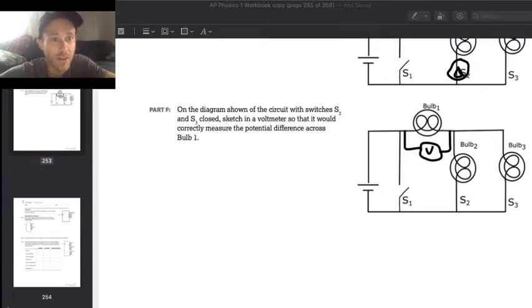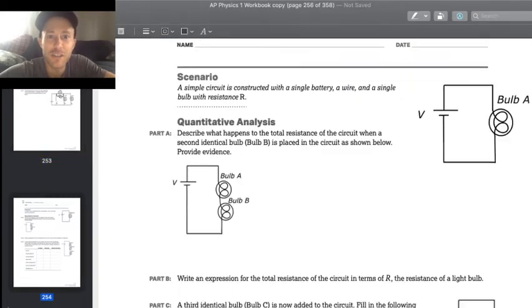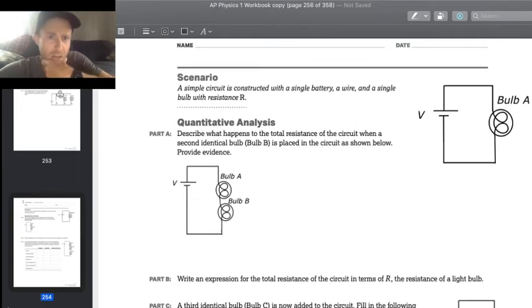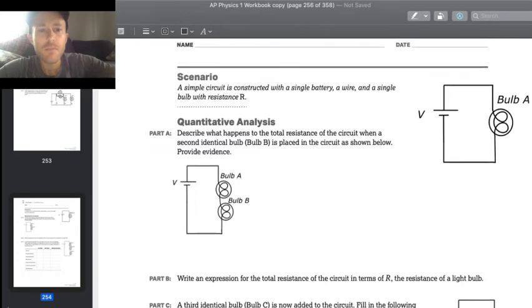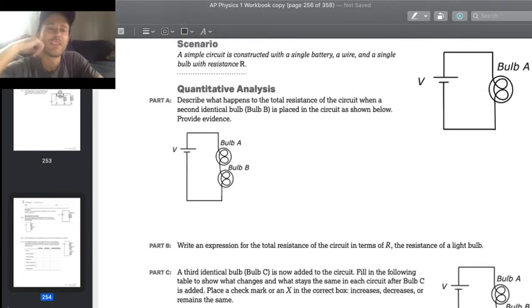So, that's the first scenario. Yay, we did the first scenario. So now let's go to the next scenario. It says a simple circuit is constructed with a single battery, a wire, and a single bulb with resistance R. Describe what happens to the total resistance of the circuit when a second identical bulb is placed in the circuit as shown below. Provide evidence.